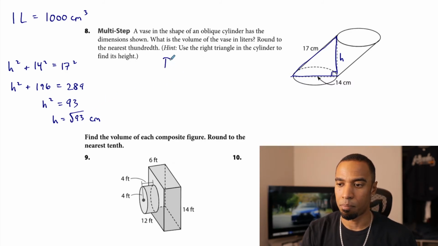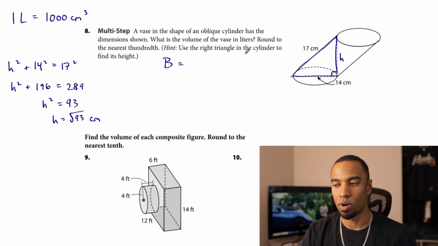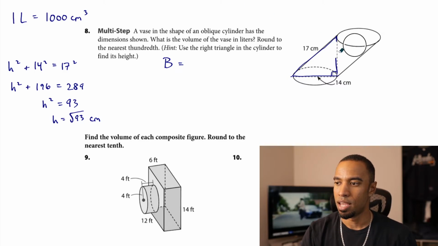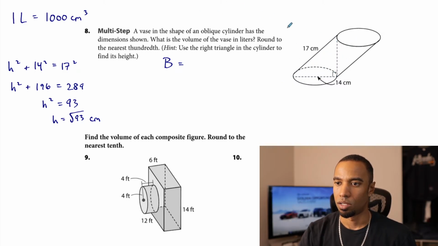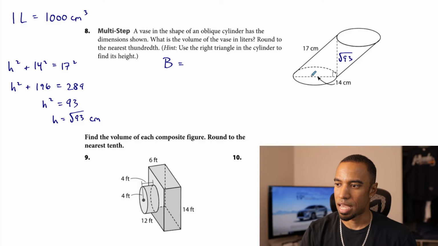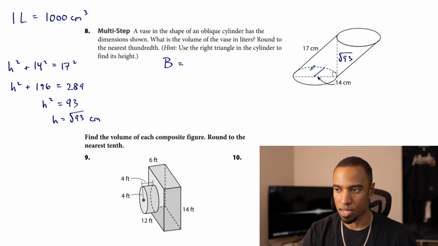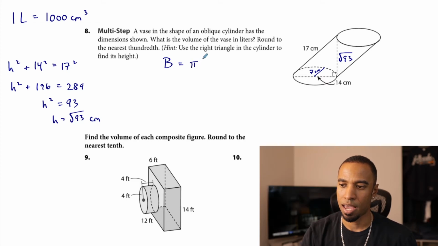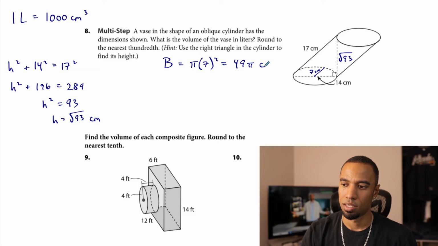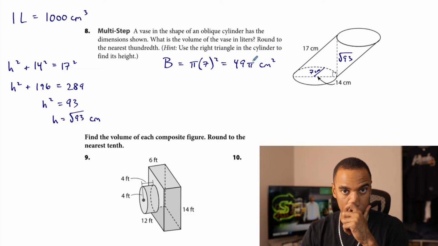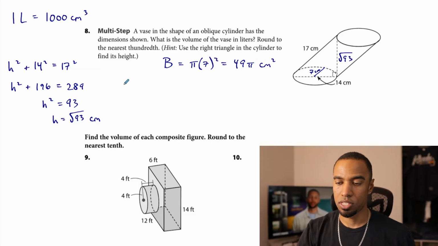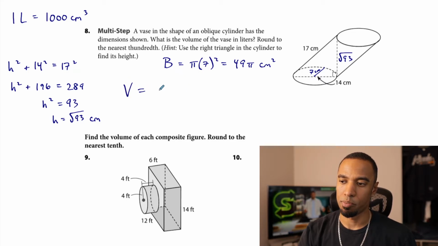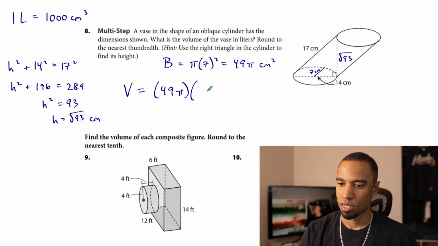Now, the area of the base, once again, is pi r squared. And once again, this 14 here acts as a diameter to the circle. That means that the radius is 7 centimeters. So the area of the base is pi r squared, which is 49 pi square centimeters. So both of these together, this is where we now do volume. Volume is area of base times height.